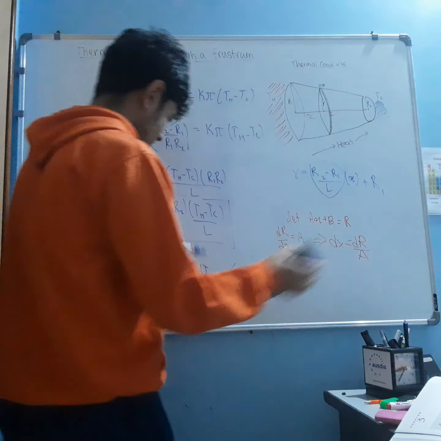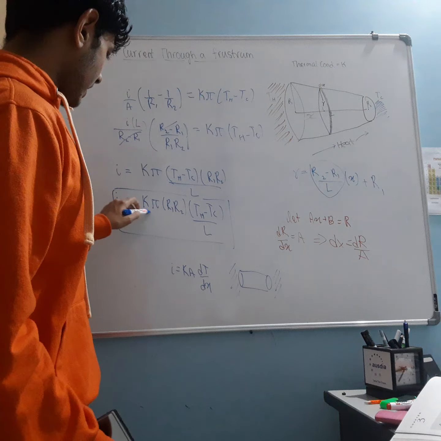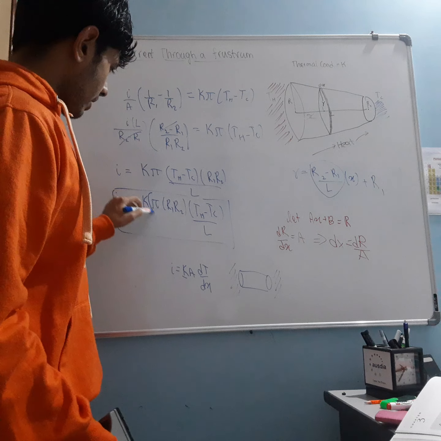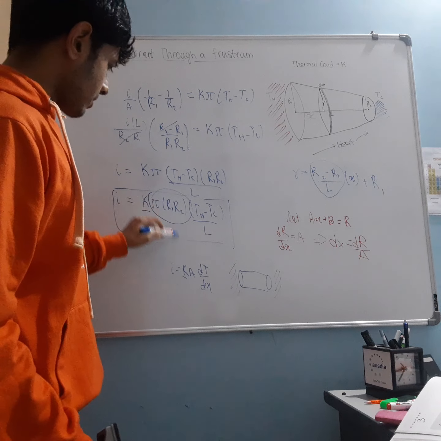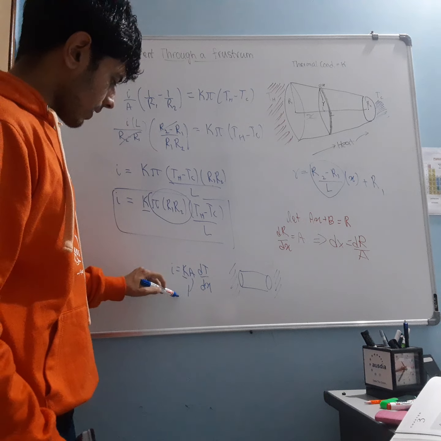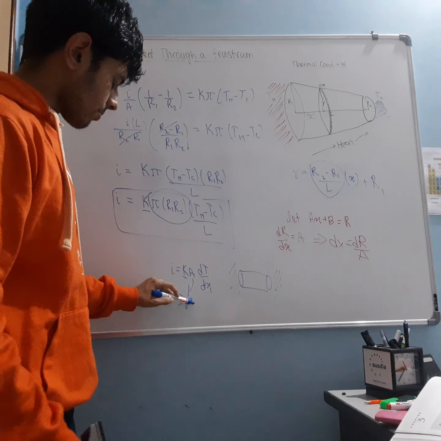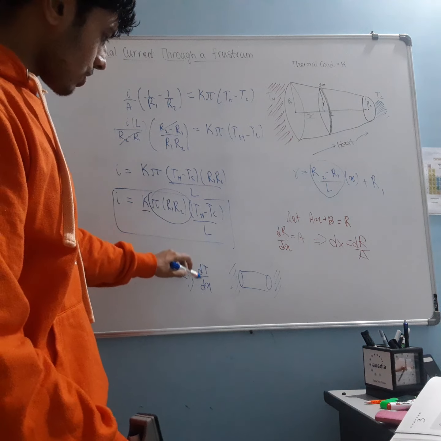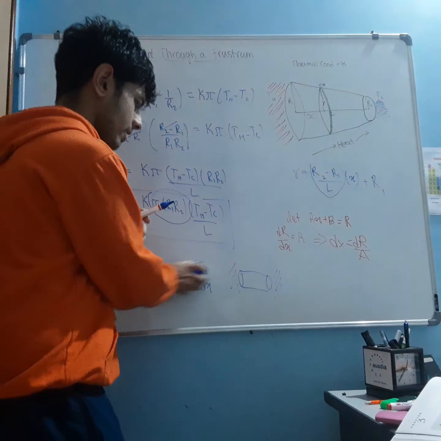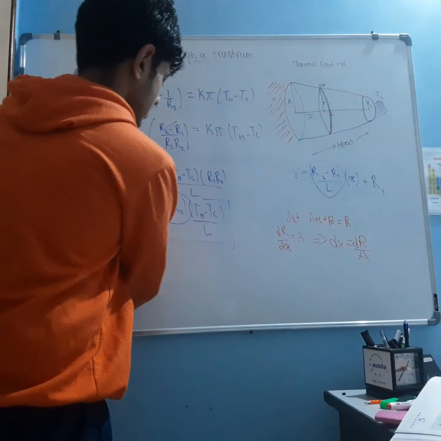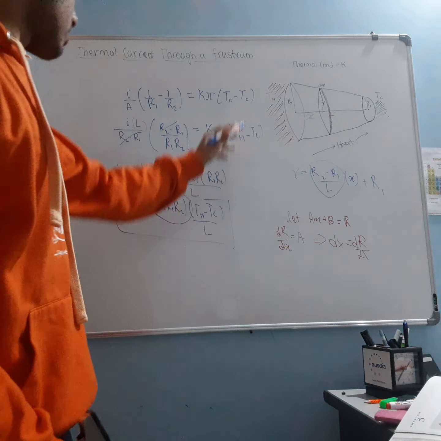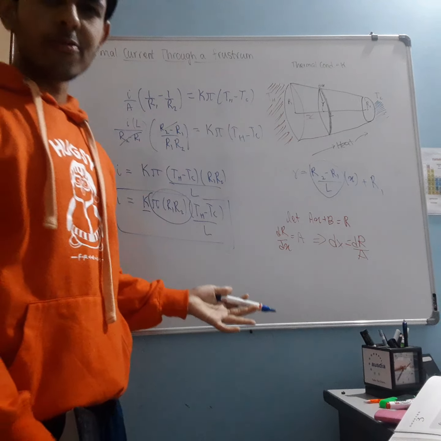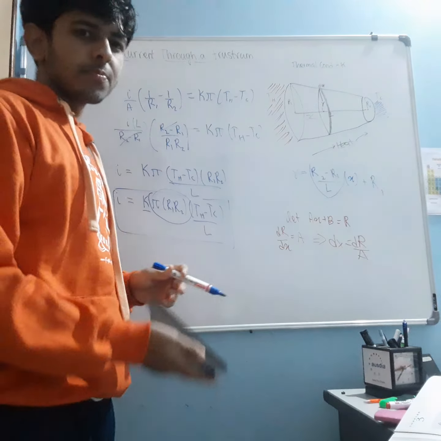This is very similar to the general formula because you have your K over here, and your pi R1 R2, which is similar to your area, pi R square, and your dT, the change in temperature, divided by dx, the entire length. So again, this is the formula for finding the thermal current that flows through a frustum. Thank you.